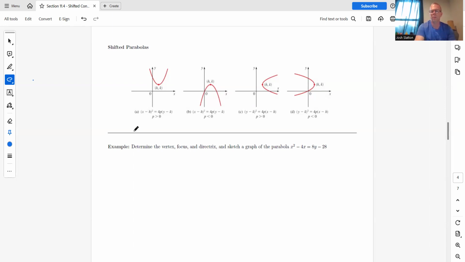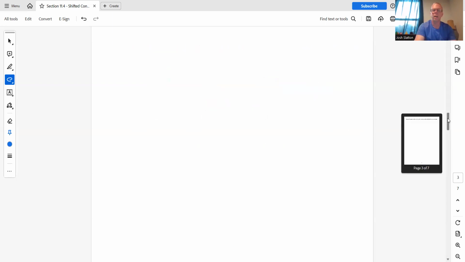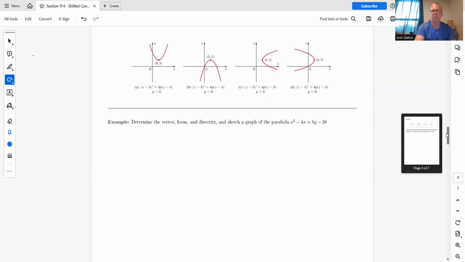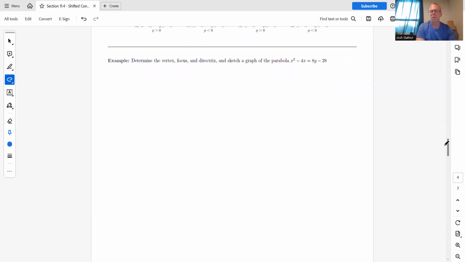So let's look at this first example. We have x squared minus 4x equals 8y minus 24. All right, so this one, we actually need to do something called completing the square, and I'm going to post a video where we'll go through completing the square, in case you don't remember from algebra how to do this. We'll teach it here, but go into more detail in another video.